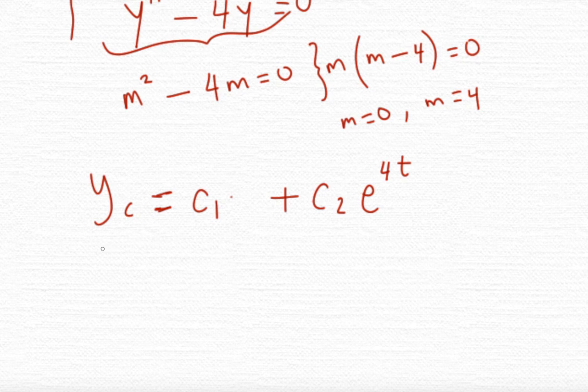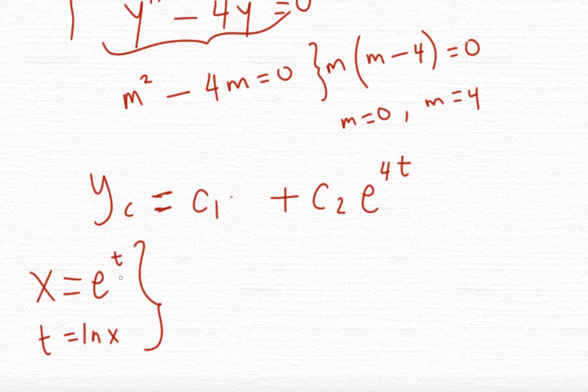I forgot to mention this earlier, but when you want to convert back into the x domain, we have to keep note that x is equal to e to the t, and t is equal to ln x. So wherever you see an e to the t, replace it with x. Wherever you see t, replace it with ln x, and so forth.